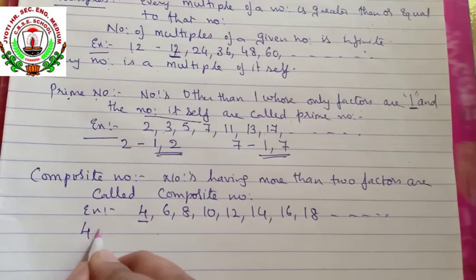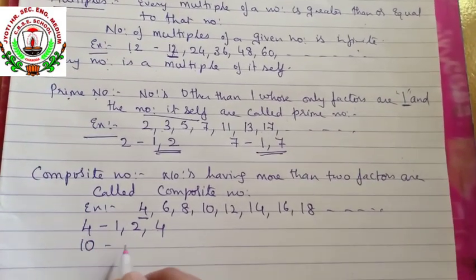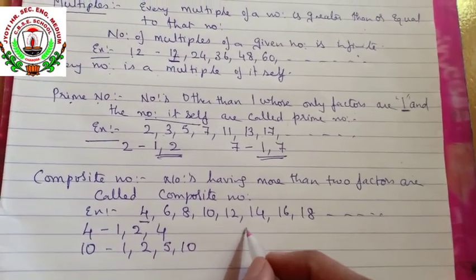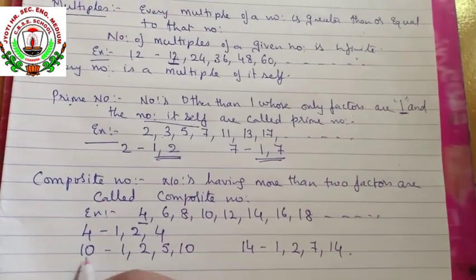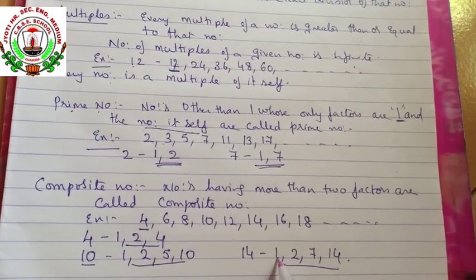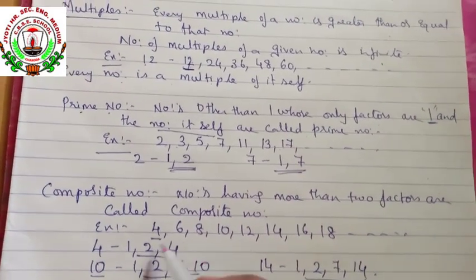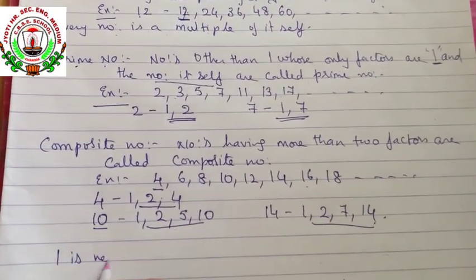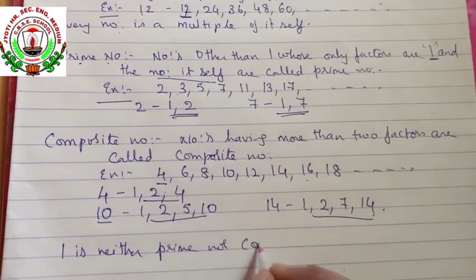The factors of 4 are 1, 2 and 4. Factors of 10 are 1, 2, 5, 10. Factors of 14 are 1, 2, 7, 14. So these numbers have more than 2 factors, and everywhere the number 1 is there and the number itself is also there. So these types of numbers are called composite numbers. In this, 1 is neither prime nor composite.